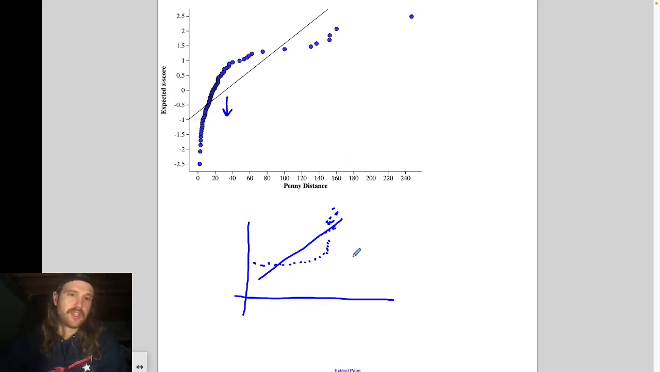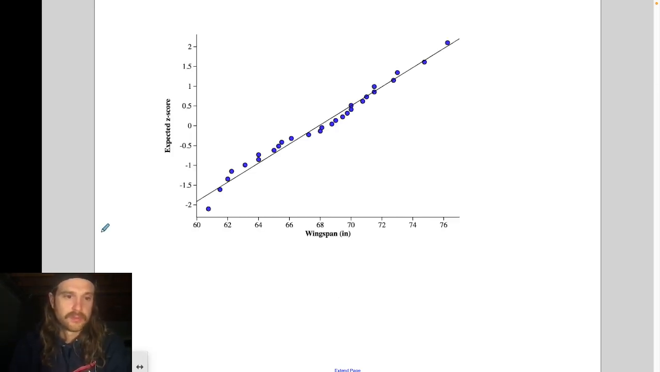This is right skewed. So for those, if it's arcing and opening down, and your expected z-scores are on the y-axis, this is skewed to the right. If it's opening up like this and it's making a cup pattern, then we are going to be skewed to the left. All right, we're back to wingspan.